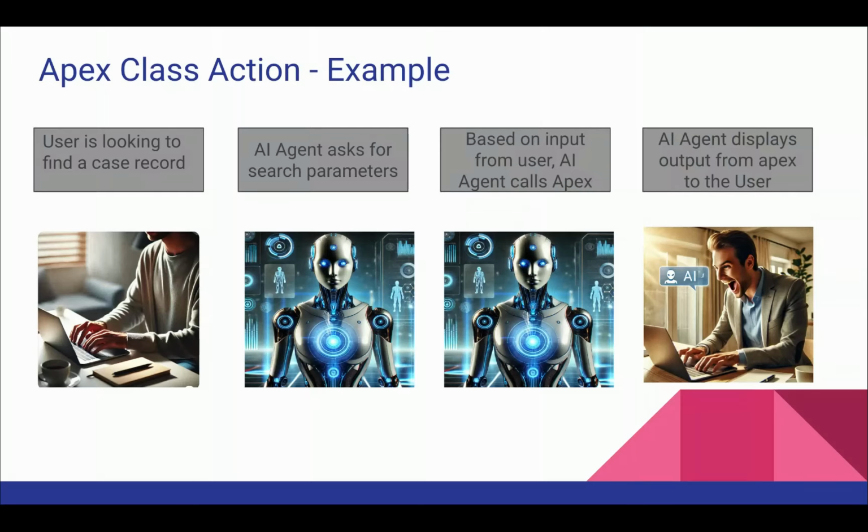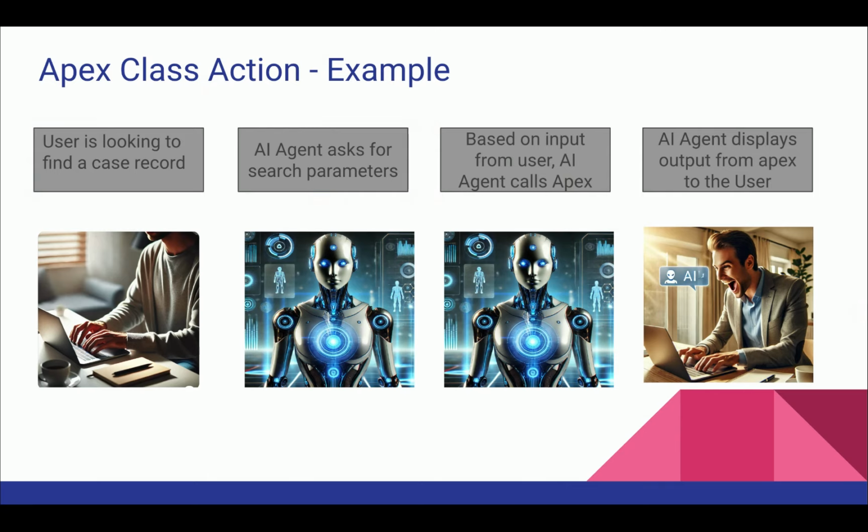So in this example, the user is trying to find a case record, and to begin with, maybe the user could input that, I'm looking for a case record, or I'm trying to find a case record, or could you help me find a case record? So any statement in natural language could be given by the user to the AI agent.